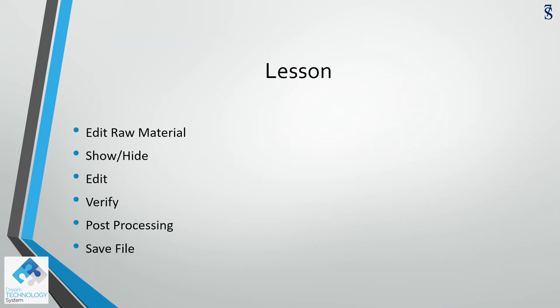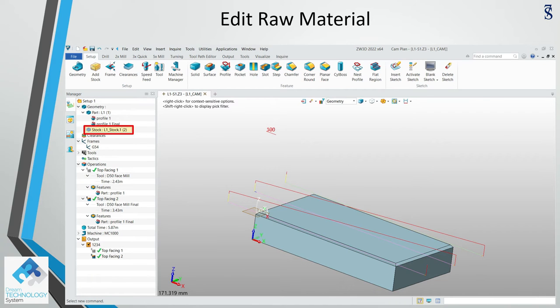So how do we go about it? We need to edit the raw material, then hide the final cut, then work on the roughing and edit it, then verify, post-process and save the file. This is quite a normal routine that a programmer needs to do if there are any changes or revisions of material and all kinds of situations.